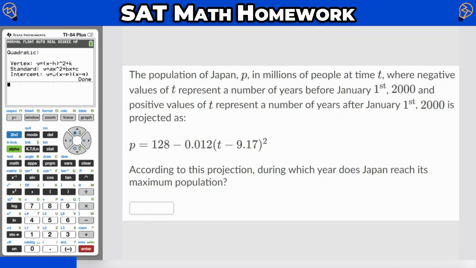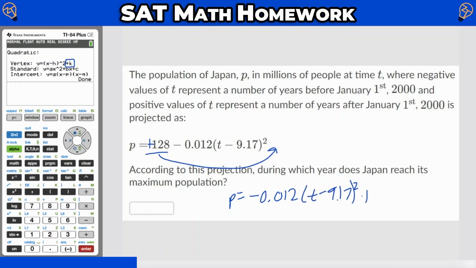Whereas standard form, it's just the leading term is to the second power, no parentheses, right? And then intercept form, it's 2 sets of linear quantities being multiplied. One quick tweak we can make, we see that this is plus k at the end. So let's take this positive 128 and put it here at the end. In other words, we have p equals negative 0.012, and I'll just rewrite everything else here, including the plus 128.